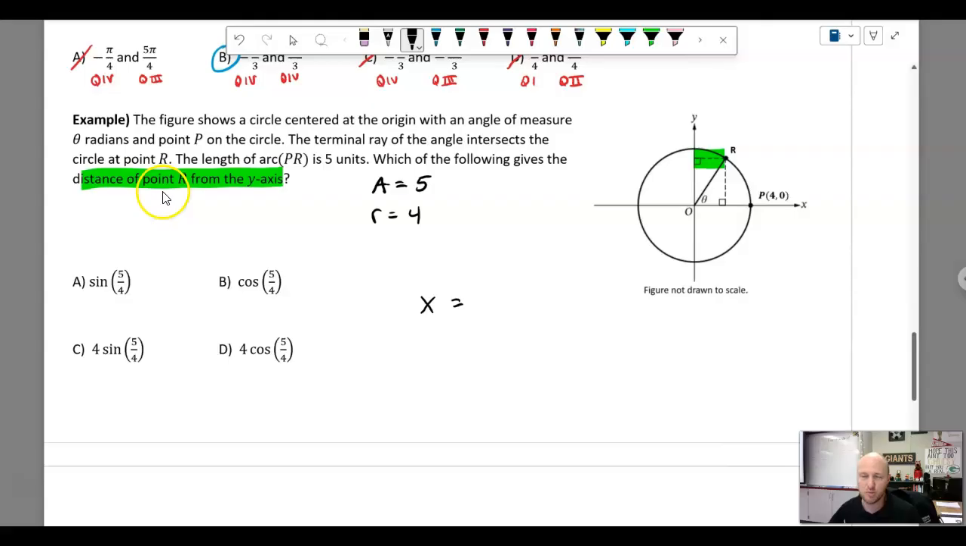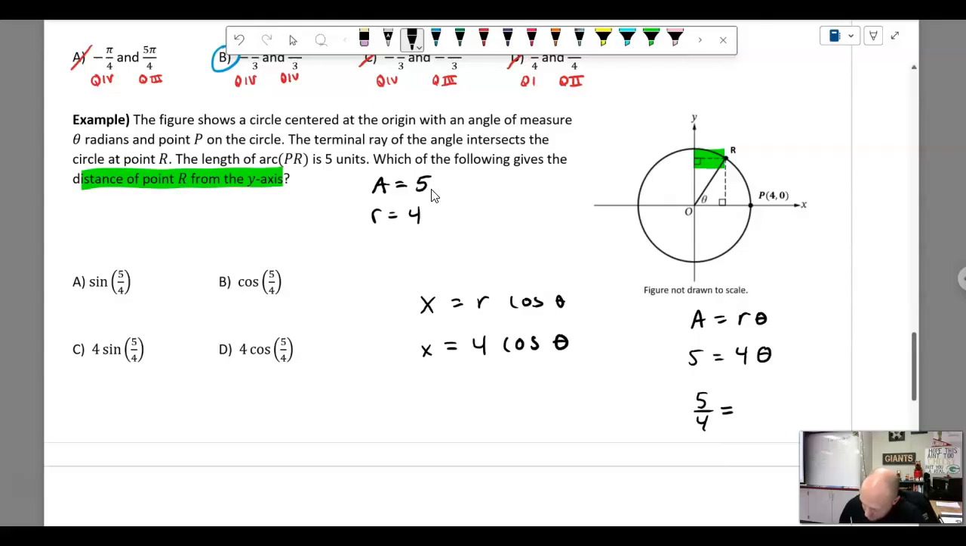They're being College Board-y and AP-y about how you find x. What's your x coordinate of R? So we know that x is equal to r cosine theta, and they do give us r. We know that r is equal to 4, so x is 4 cosine theta. But I don't have theta. They give it to me in a roundabout way. So they give me arc. How do I use that? Well, I know that arc is equal to r theta. So I know that 5 is equal to 4 times theta. So theta must be 5/4. Let's take this and plug it back in here.